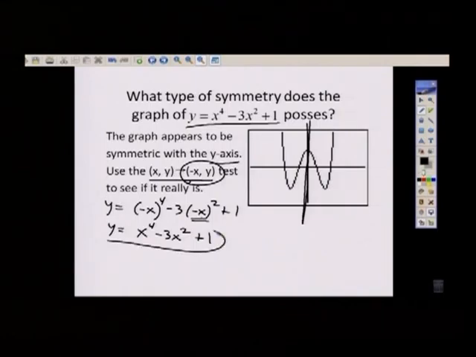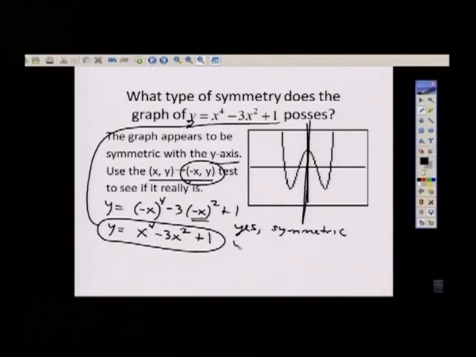And this equation is identical to our original one, so yes, it is symmetric with the y-axis. So substituting in a negative x for the x location gave us the same exact equation.